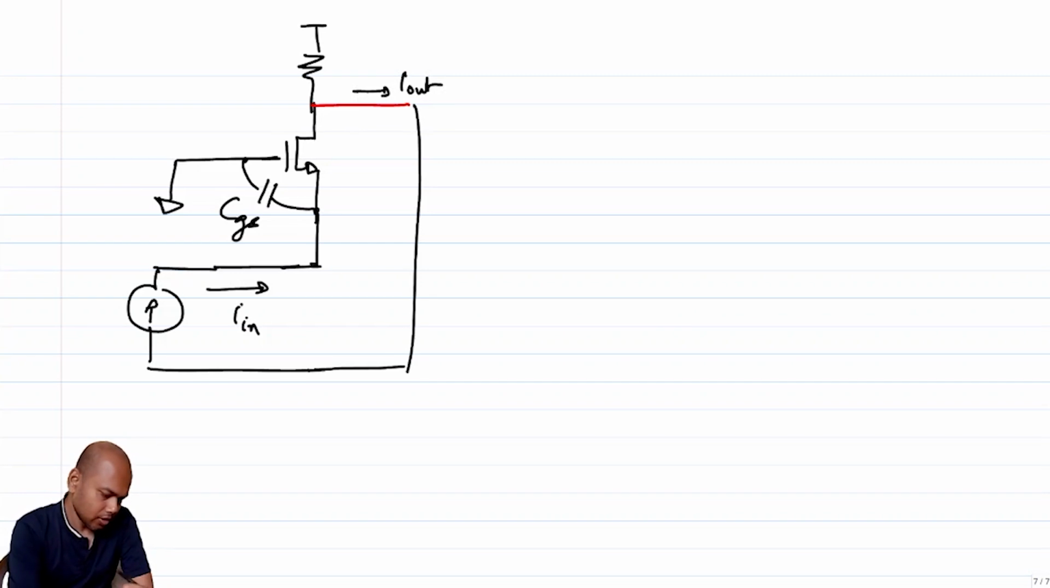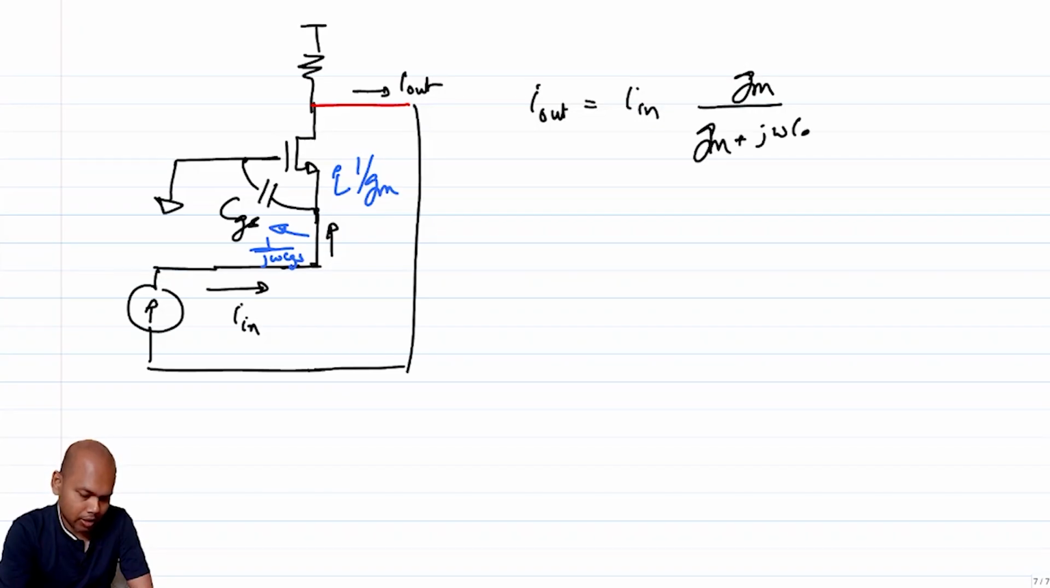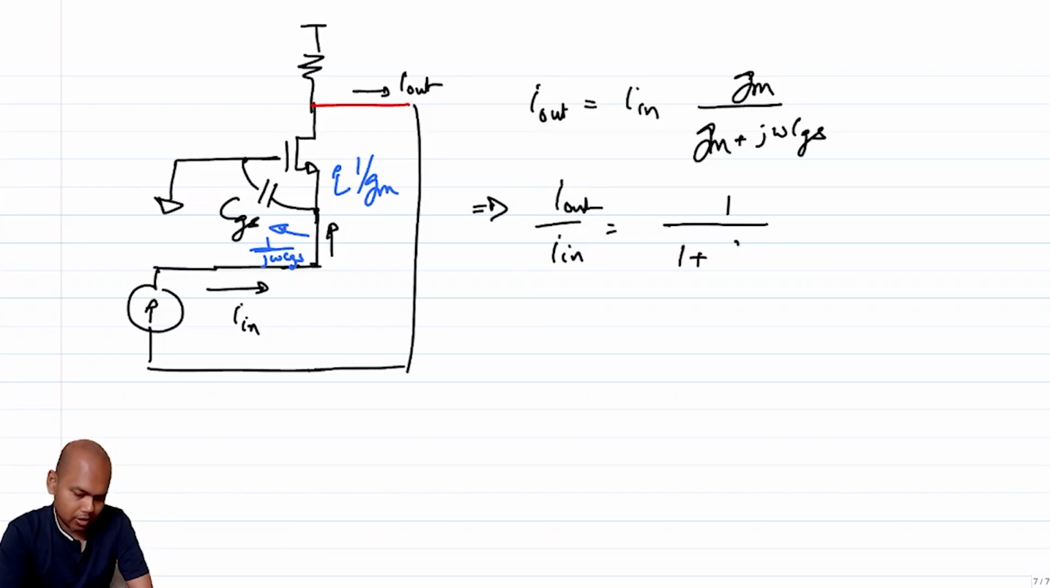So what will be I out? So clearly this I in goes here. What is the impedance looking up? If I neglect channel length modulation, looking up, impedance is 1 over Gm, right? What is the impedance looking this side? This is 1 over j omega CGS. So essentially, what is the current? I out is essentially a ratio of conductances, right? So I out is essentially I in times Gm by Gm plus j omega CGS, which essentially means that if I write it in terms of I out over I in, which is 1 by 1 plus j omega CGS by Gm.